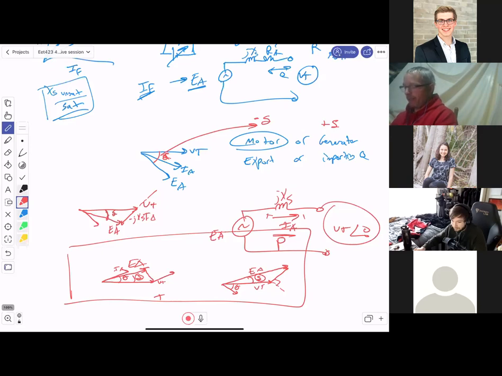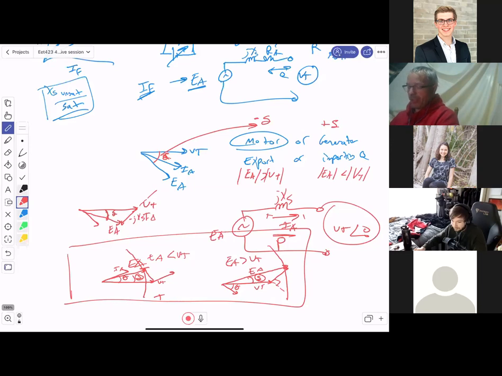Look at the magnitude of EA here, and then the magnitude of EA here. The magnitude of EA is greater than VT here. How about in this case, the magnitude of EA is less than VT here. So I can tell if it's exporting or importing Q just based on the magnitude. If the magnitude of EA is greater than the magnitude of VT, it exports power. If the magnitude of EA is less than the magnitude of VT, it is importing power.